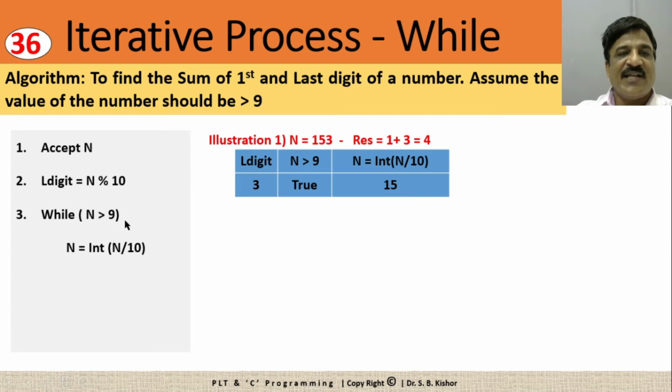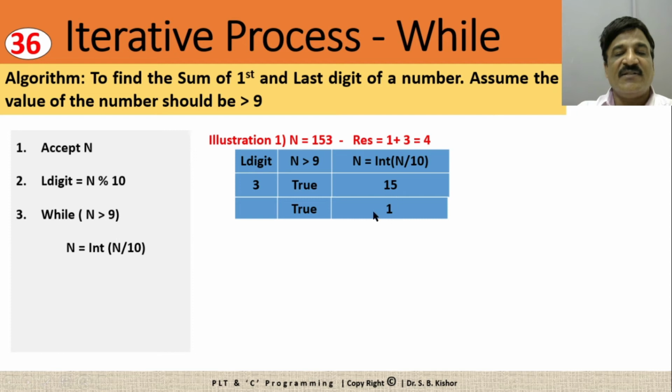Now 15 is greater than 9. Again the condition is true. Okay, so again 15 divided by 10, it's what? 1.5. So the integer of that is 1. Okay, now is 1 greater than 9? No, the condition is what? False. It means this is the leftmost digit of the number.